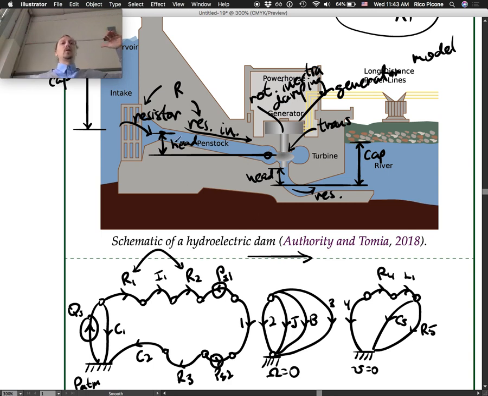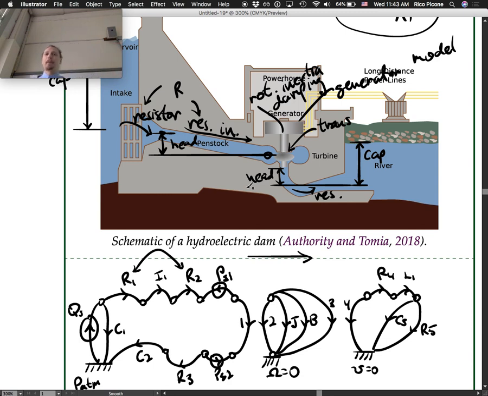So we can model that. If it's a variable height, we would model that as a capacitor. But since this is a constant height, we're just going to model that as a pressure source, because it is just going to change the pressure. The pressure from here to here is just rho GH, right? It's just that constant pressure head that you get from the difference in height.